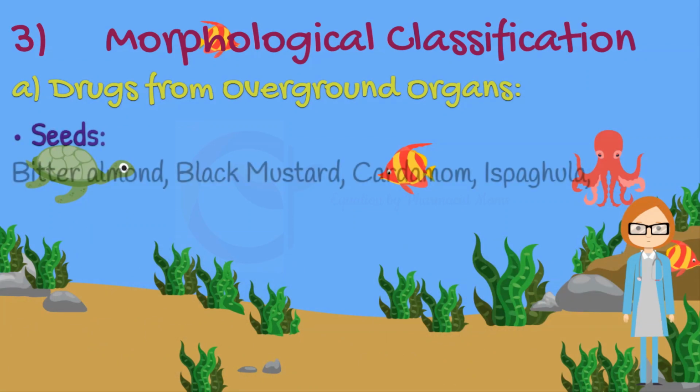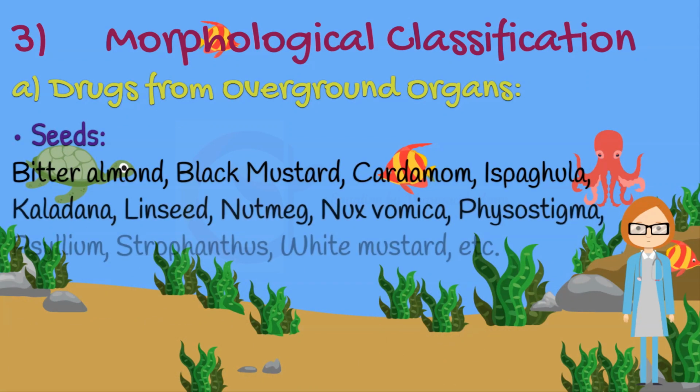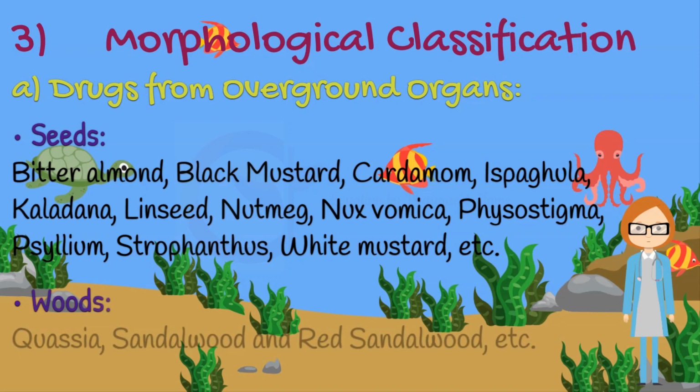Seeds. For example, bitter almond, black mustard, cardamom, ispigula, calidana, linseed, nutmeg, nux vomica, physostigma, psyllium, strophanthus, white mustard, etc. Woods. For example, quassia, sandalwood, and red sandalwood, etc.